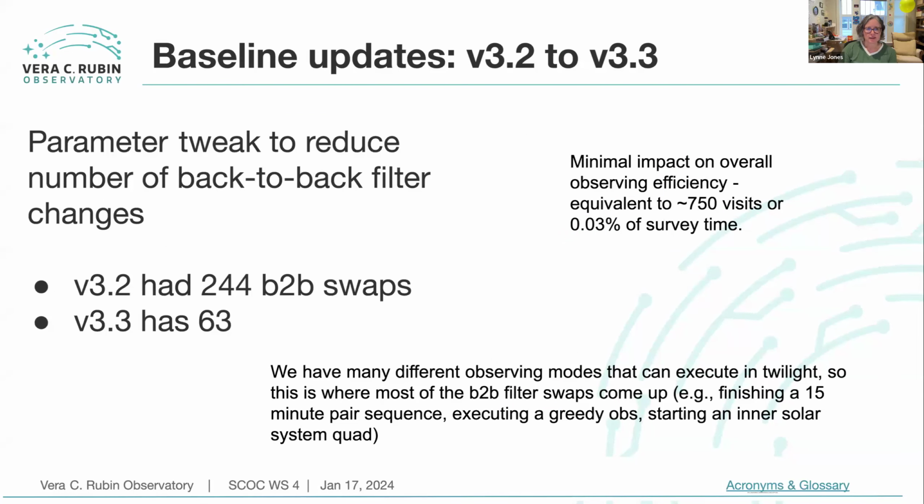We also had a slight change to the parameters in the simulation that reduced the number of back-to-back filter changes that we had. So we had a few cases where we were taking an observation, changing the filter, taking an observation in the same field again, or in a different place, and then changing the filter again. Mostly this was just due to a rapid turnover of observing modes during twilight. So this isn't a large change on the actual survey strategy.